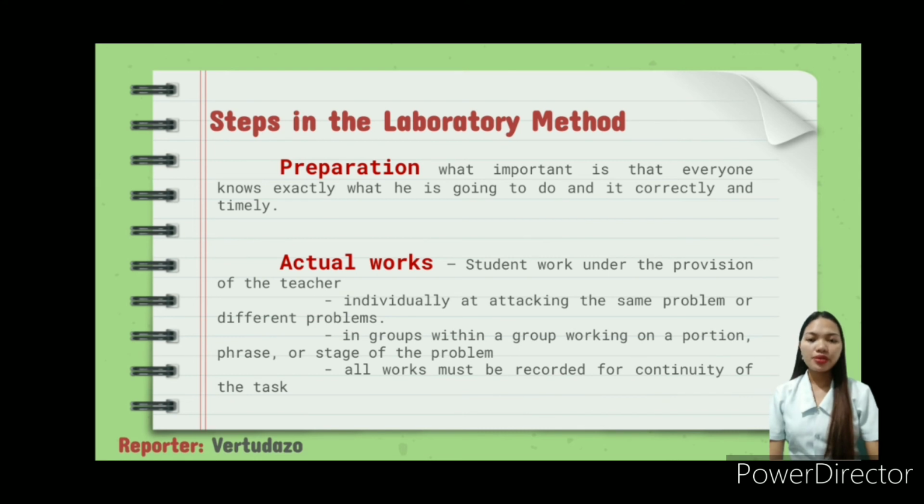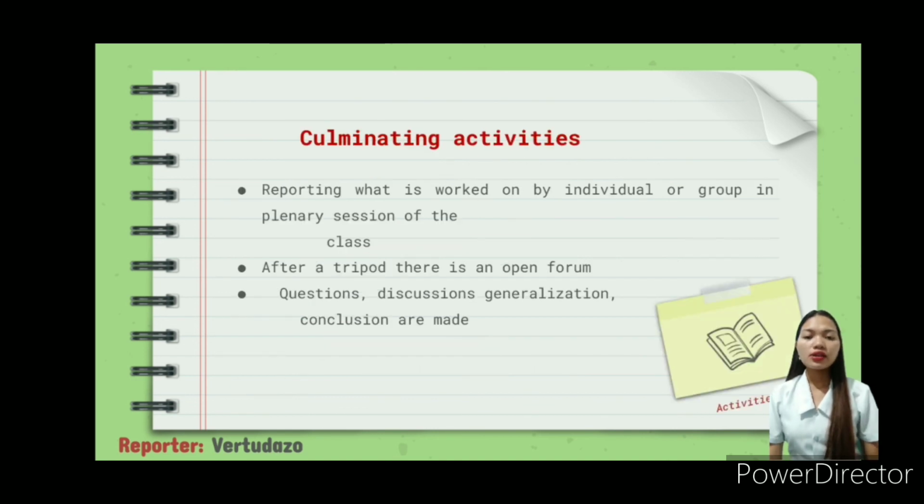Steps in the laboratory method. The first one is preparation. The important thing in preparation is that everyone knows exactly what he is going to do, to do it correctly and timely. Actual work is where students work under the supervision of the teacher, in groups or individually, each working on a portion, phase, or stage of a problem, and all work must be recorded for continuity of the task. The last one is culminating activities.